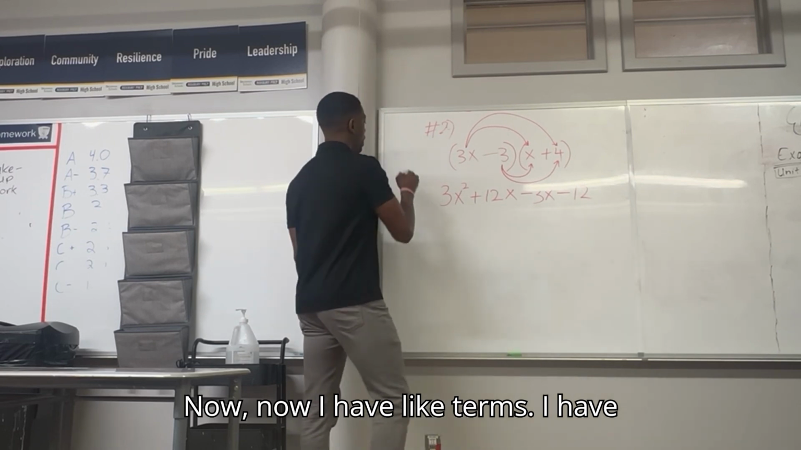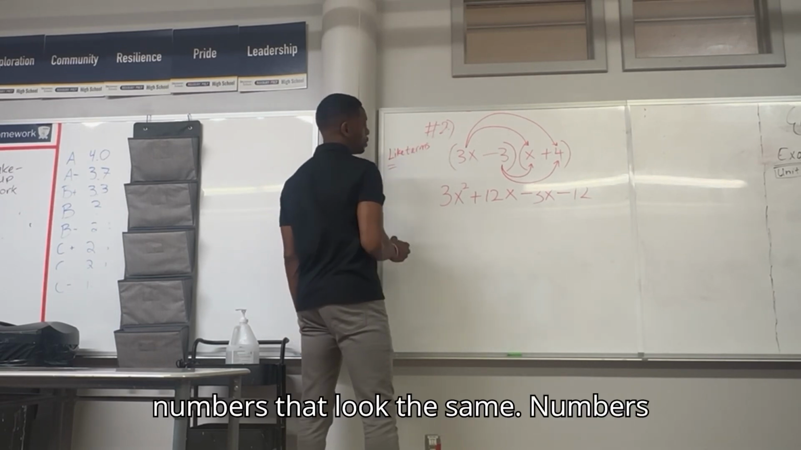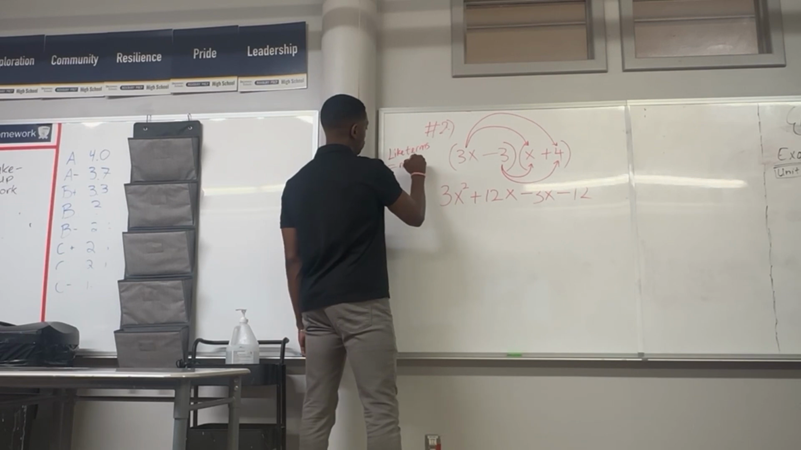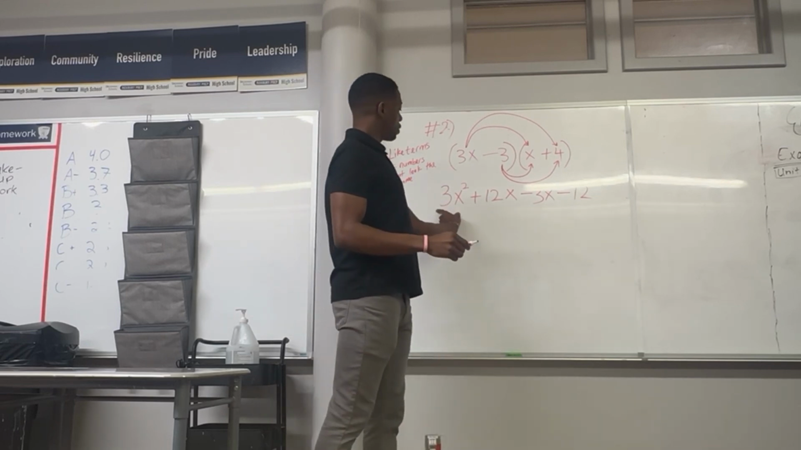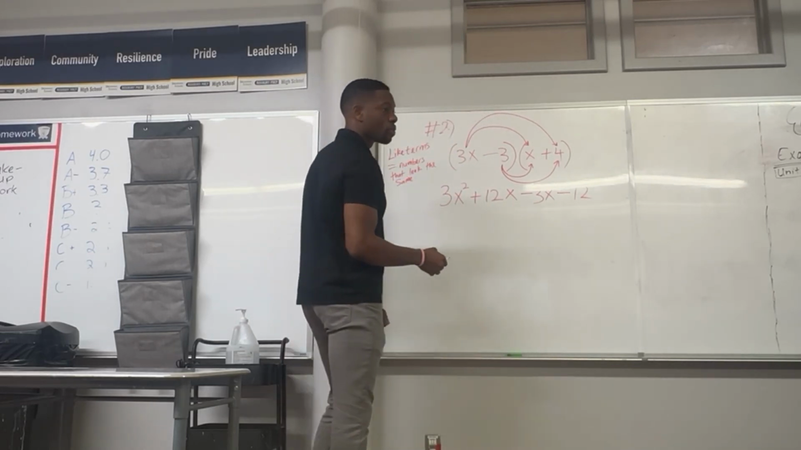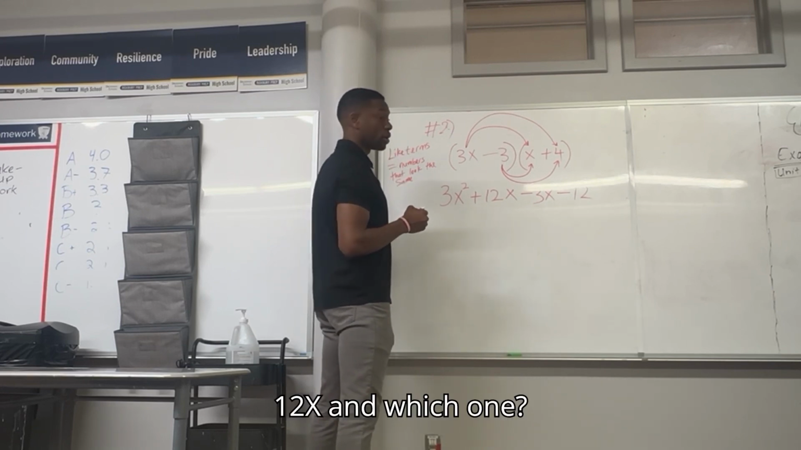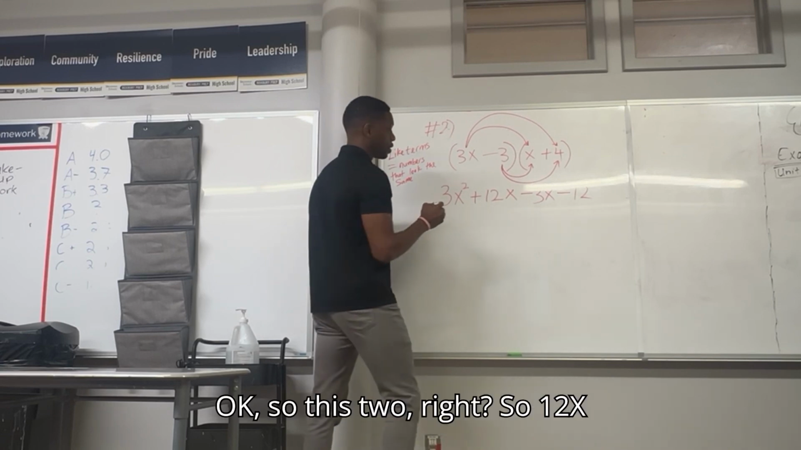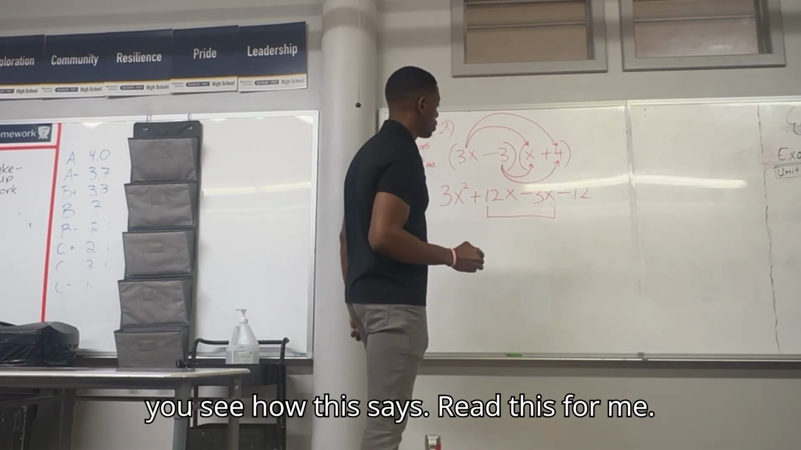Now I have like terms. Like terms, meaning I have numbers that look the same. You don't have to write this, right? Look at this. 1, 2, 3, 4. Which ones have the same thing? 12x. And which one? Okay. So these 2, right? So 12x and 3x. If I were to combine these 2, you see how this says?